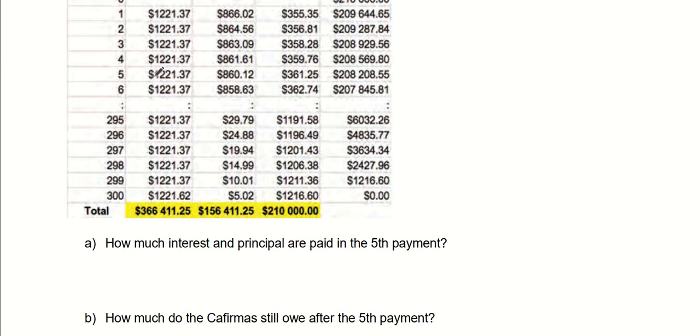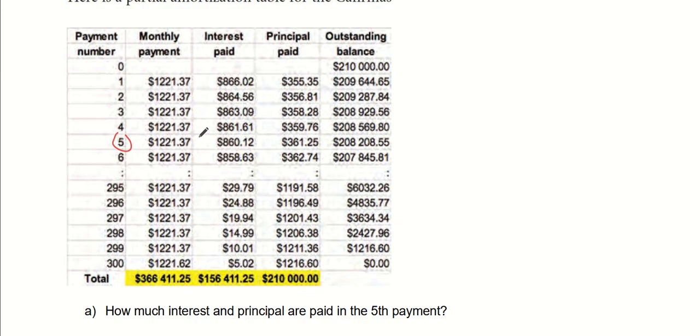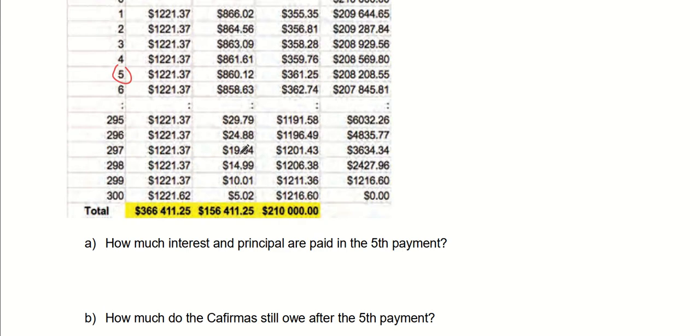So let's go up here. Here is the fifth payment right there, and it says here how much interest and principal are paid. This is what the payment is, the entire payment. But you have to pay the interest and principal. So this payment here consists of both these two numbers. So I'm going to use my pen tool down over here.